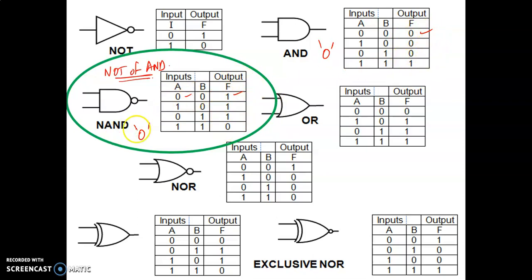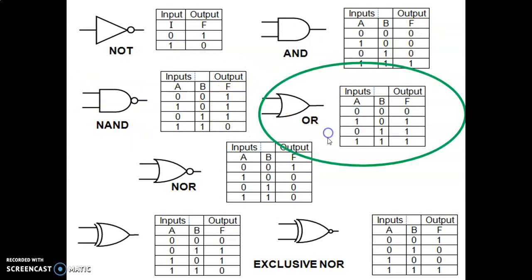So look at the truth table of NAND gate. It is the direct opposite or the inverted form of the AND gate. It is 0001 here in the same order. Here it is 1110. That's how a NAND gate works.